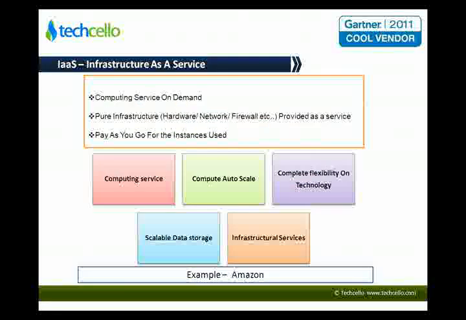So a typical example of infrastructure as a service is Amazon EC2. What they provide you is complete computing resources on demand. So you would be able to request instances, and your instances could be of any specification. You would be able to get a Windows 2008 instance or a Linux instance or Windows with a SQL Server instance or Linux with a MySQL instance and so on. And everything from hardware to network to firewall is as such given to you. So once you purchase the instance, for however many hours you have used, you need to pay for it.